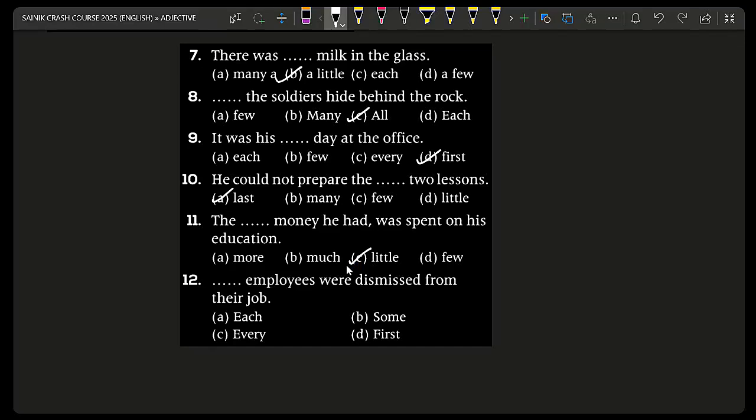Next, 12th one. Dash employees were dismissed from their job. Each. After each, you have to go for a singular one, but employees is plural. Some employees were dismissed from their job. Yes, correct answer. Very good, Srivatsa.